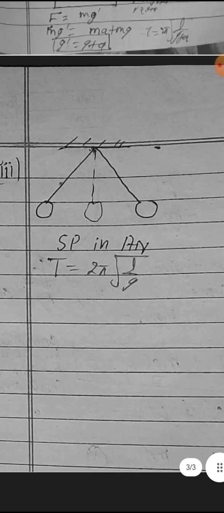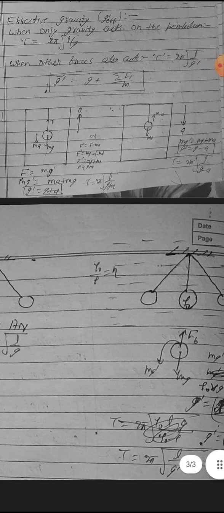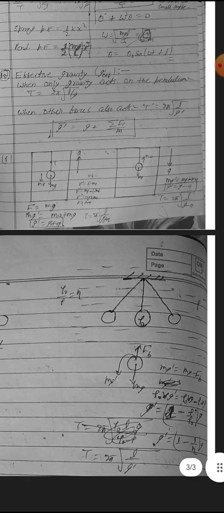Now suppose there is a simple pendulum in normal air, and there are no conditions or restrictions like lift and all. So what would be the time period? Time period is 2 pi into under root L by g. Now if this same pendulum is put in water, what will happen? Will its time period increase or decrease?